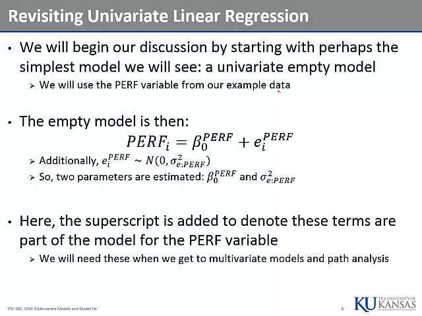So here's an empty model. Right? We're saying performance is equal to an intercept plus some error term where the error has a variance. What does the intercept represent then in this empty model? The mean, thank you. The mean performance. What does the error variance represent? The total variation.